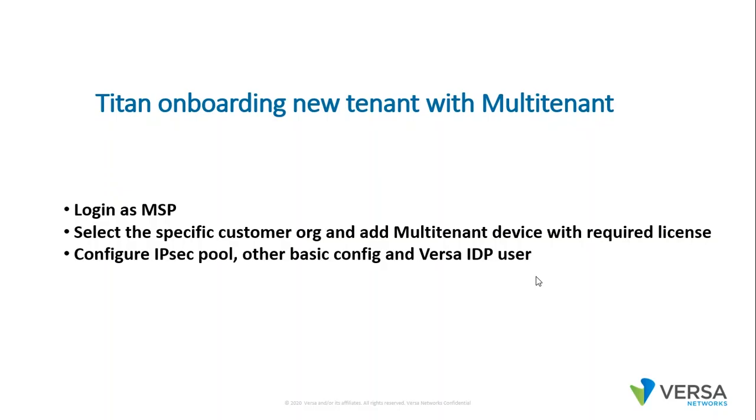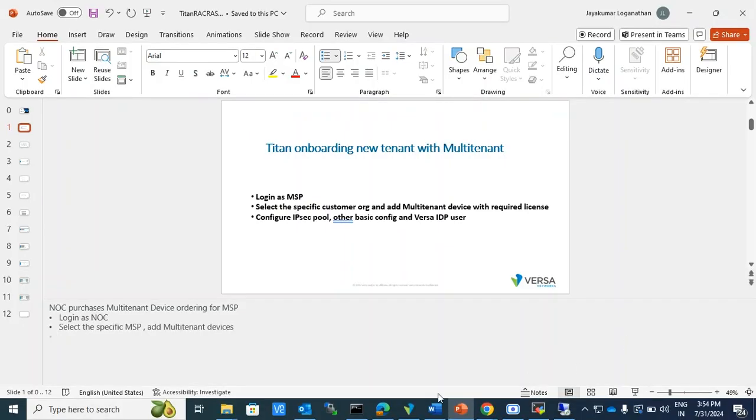Let's see how to onboard a tenant to the multi-tenant device. For that, you have to log in as an MSP. Select the specific customer who would like to have a SASE service, along with the license and the bandwidth required. Customers need to configure a few basic settings, like IPsec pool and user need to be configured. The Versa IDP user. Let's see how we can do it.